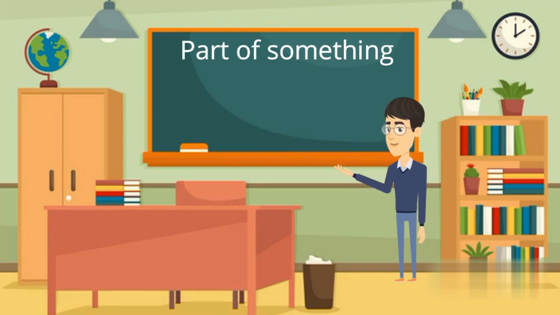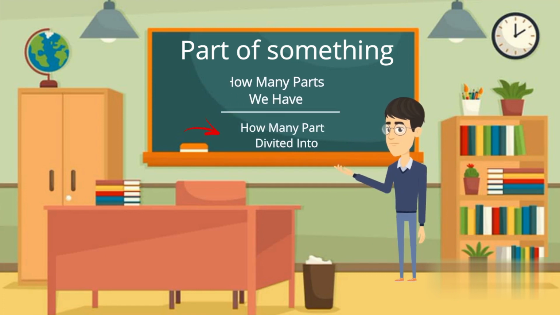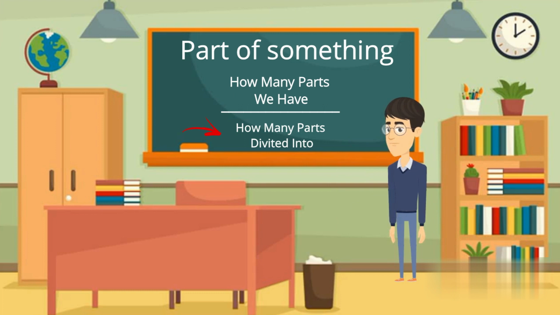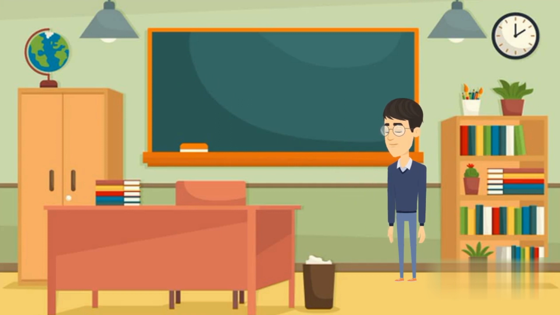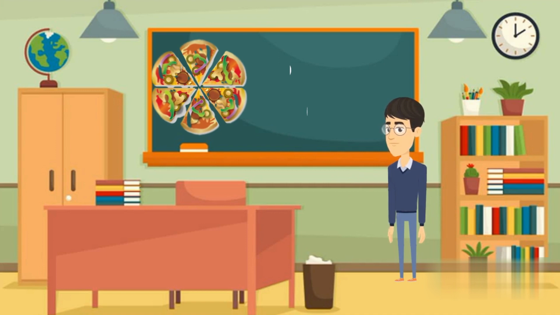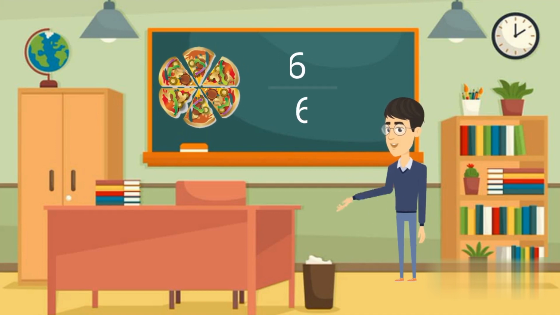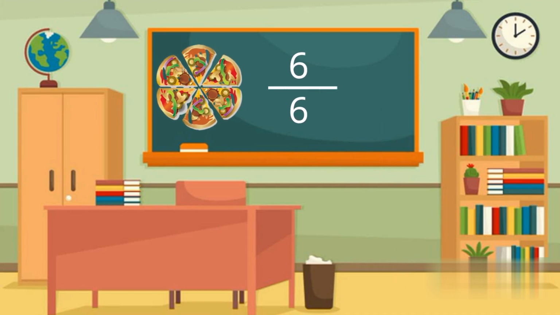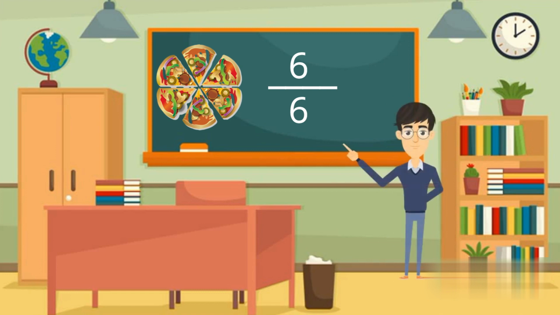Do you remember? The number on the bottom indicates how many parts the whole of something is divided into. And the number on the top indicates how many of these parts we are taking or having. Let's do some examples. If we have a pizza and we divide it into 6 parts, the number on the bottom will be 6. And because we still have all the parts, the top number will be 6 too.